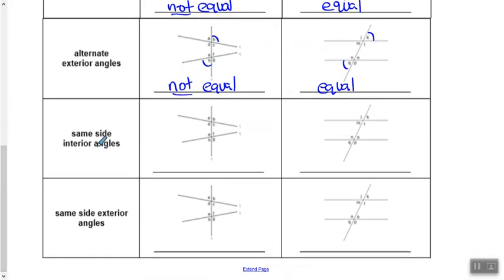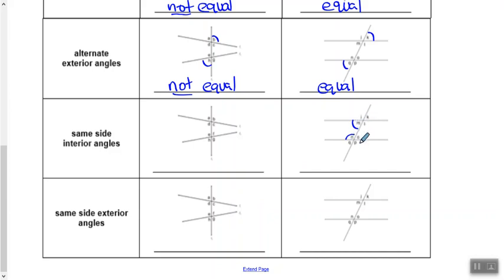Now here's where it gets a little bit different. So, same side interior angles. There's no relationship between my same side interior angles when I have not parallel lines. But when I do have parallel lines, let's take a look at M and N. You'll notice that one is acute and one is obtuse.